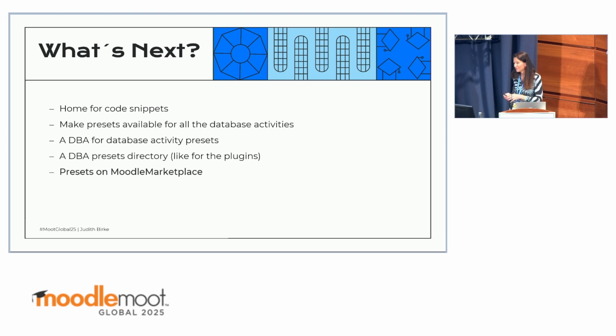It could be a database activity that I would use for all those database activities, or I imagine maybe it would be great to have something like the plugin directory for database activity presets. How would that be? Or, as we had this morning, there's a marketplace coming up, so how about having presets in the marketplace? Wouldn't that be nice? Would it? Yeah? Okay, good.